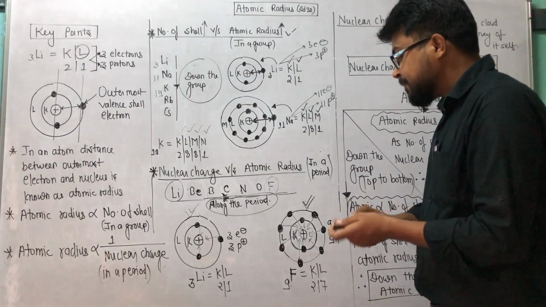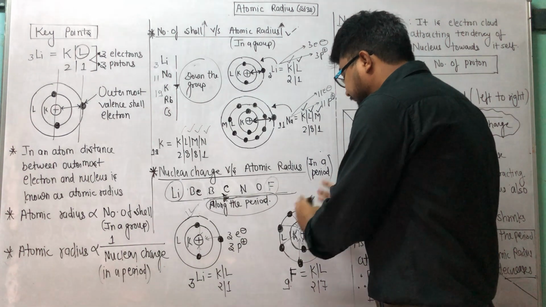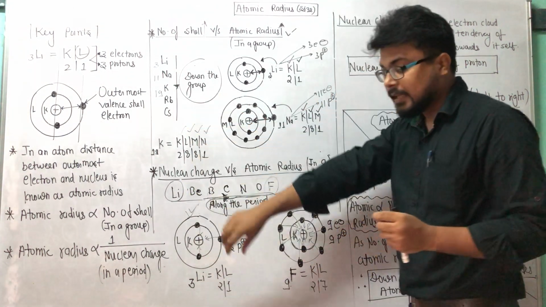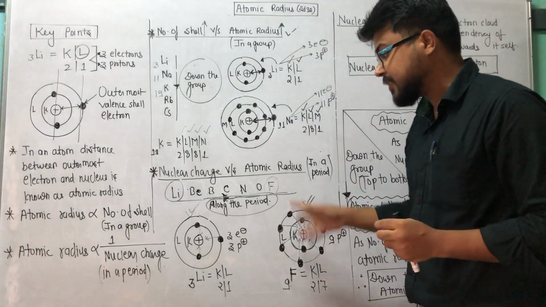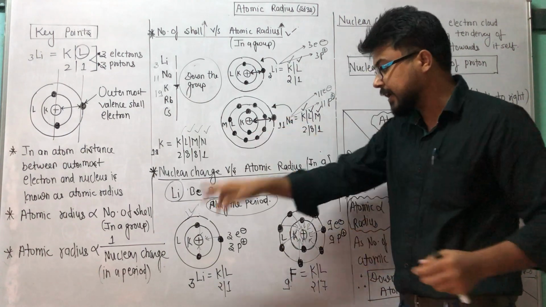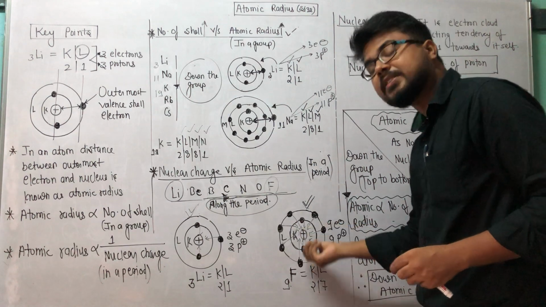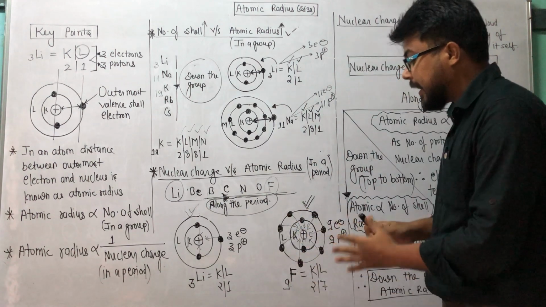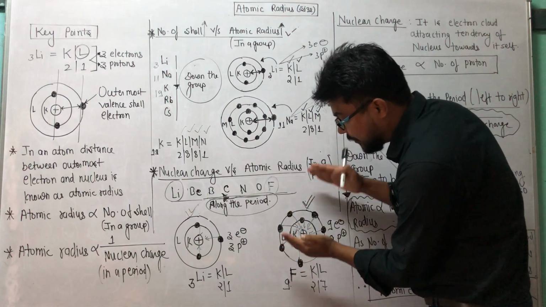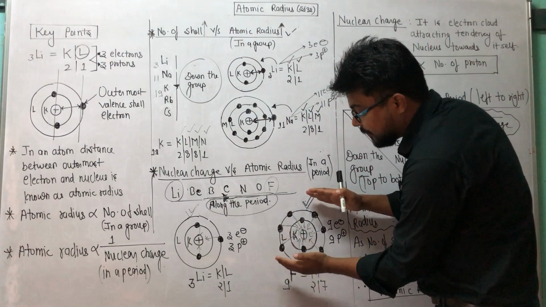So because of the strength of this nucleus as compared to here, this nucleus is stronger than the nucleus of lithium. Because of more protons here and fewer protons there, it will attract the outermost electron cloud towards itself more effectively, and the result will be that the electron cloud will be attracted towards the nucleus more than in this nucleus, and as a result it will shrink.